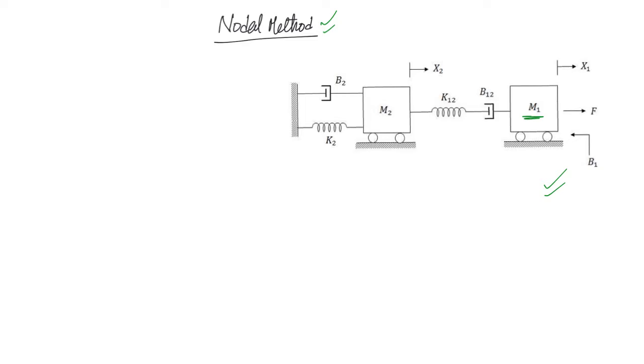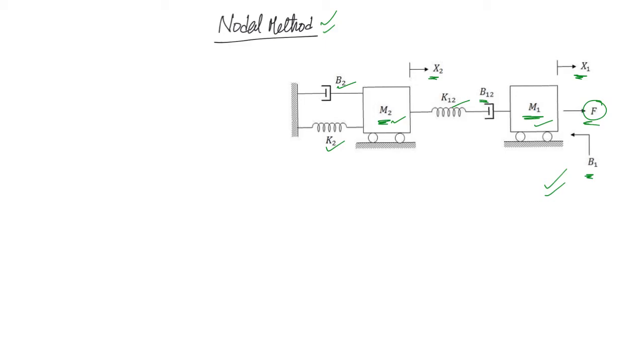You have a mass m1 and you have a mass m2. Now force F is applied on mass m1. What are the elements that are acting on m1? You have the friction b1, and here also you have one friction b12. Because m1 and m2 are connected, m2 will also move because of the force F. The displacement of m2 is x2, displacement of m1 is x1. And on m2 you also have different elements associated with it: b2, k2, k12.